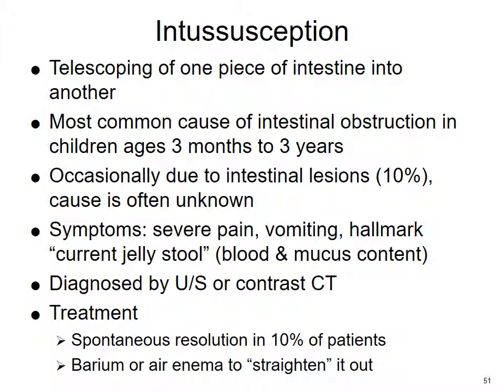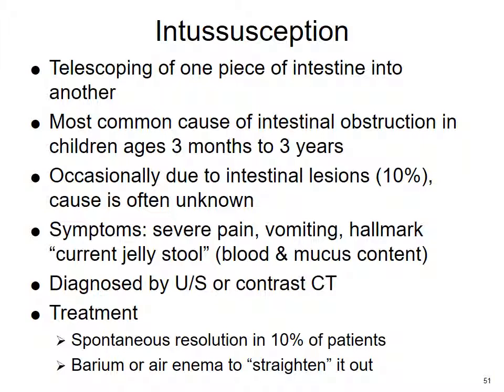Intussusception is when one piece of an intestine telescopes into another. It is the most common cause of intestinal obstruction in children ages 3 months to 3 years. Sometimes it's due to intestinal lesions. Other times the cause is unknown. The symptoms are severe abdominal pain, vomiting, and currant jelly stool. And that's the hallmark, those currant jelly stools, because of blood and mucus. So you'll want to remember this: intussusception, telescoping of the intestine, currant jelly stools.